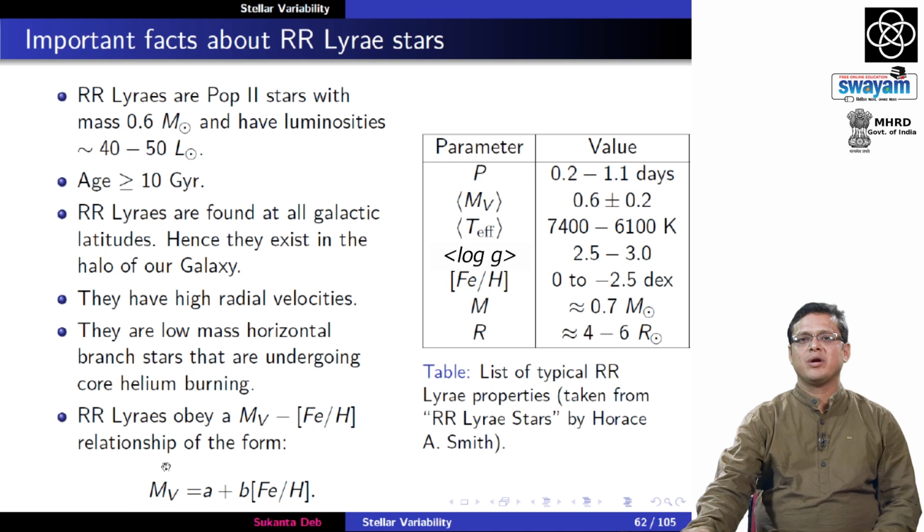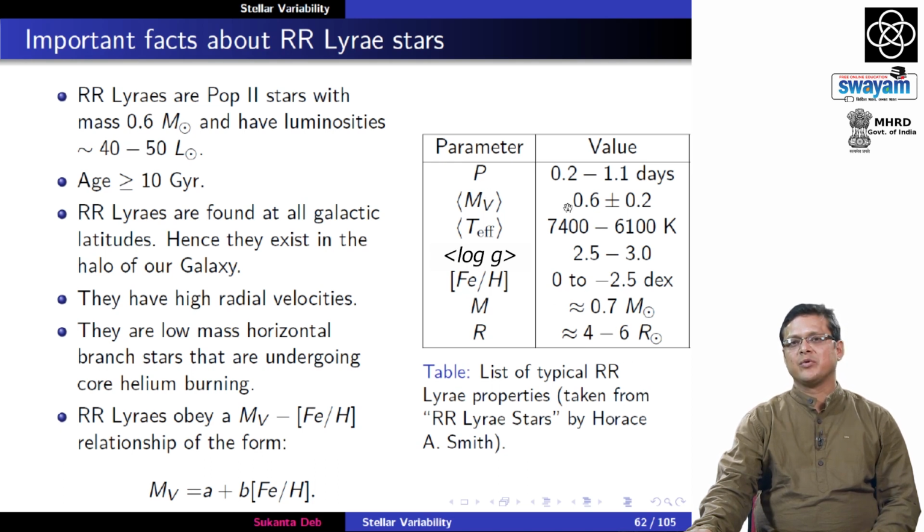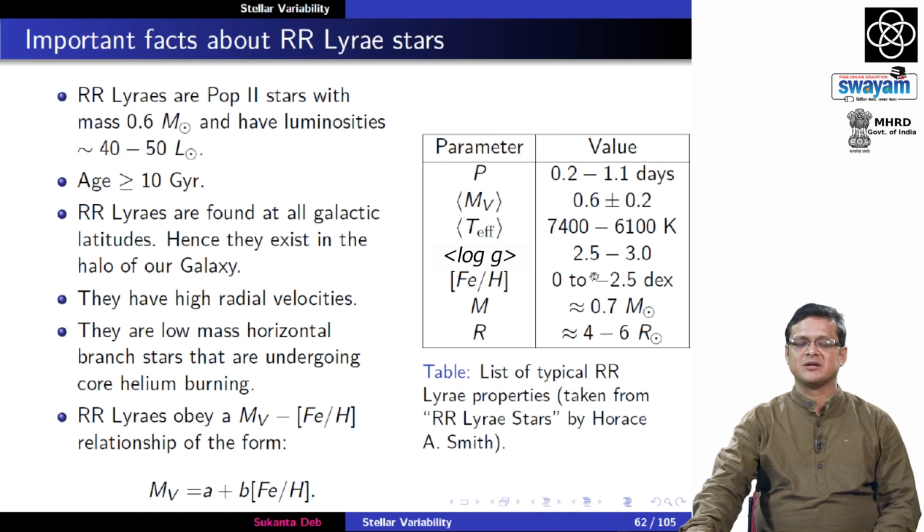Here is a table showing some of the parameters of RR Lyrae and their ranges. For period it is 0.2 to 1.1 days, the mean value of absolute magnitude is 0.6 plus minus 0.2 mag, and effective temperature is around 7400 to 6100 Kelvin, and log g, g being the surface gravity, is 2.5 to 3. Fe/H goes from 0 to -2.5 dex, mass is of the order of 0.7 solar mass, and the radius is of the order of 4 to 6 solar radii, as given in the book RR Lyrae Stars by Horace A. Smith.